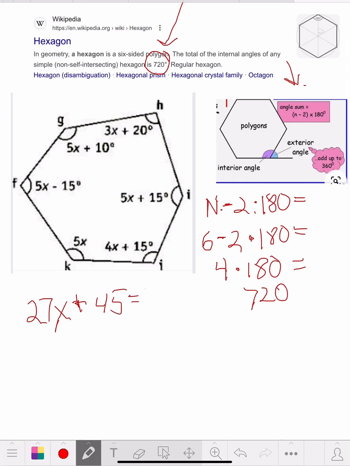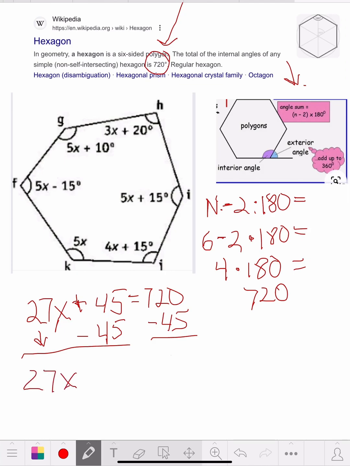And what does this equal? Equals 720. So let's solve this. Let's subtract 45 from one side to get the x by itself. What we do to one side, we have to do to the other side, 45. We subtract this. The 27x gets carried down, the equal sign gets carried down, and 720 minus 45 is 675.